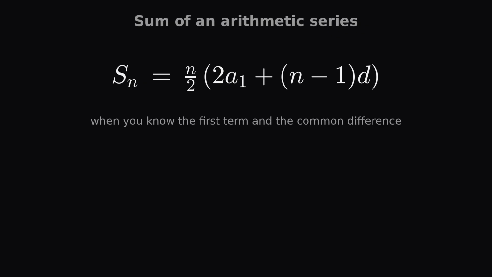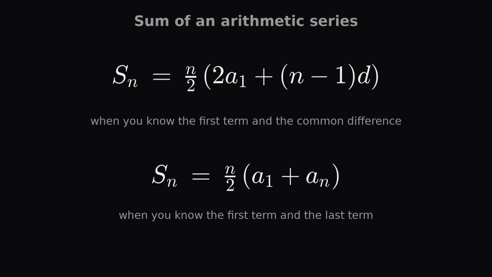Here are the two formulas. S sub n means the sum of the first n terms. The first one says S_n equals n over 2 times (2a1 plus (n minus 1)d). Use that one when you know where the sequence starts and how much it goes up by. The second one says S_n equals n over 2 times (the first term plus the last term). Use that one when the question hands you both ends.